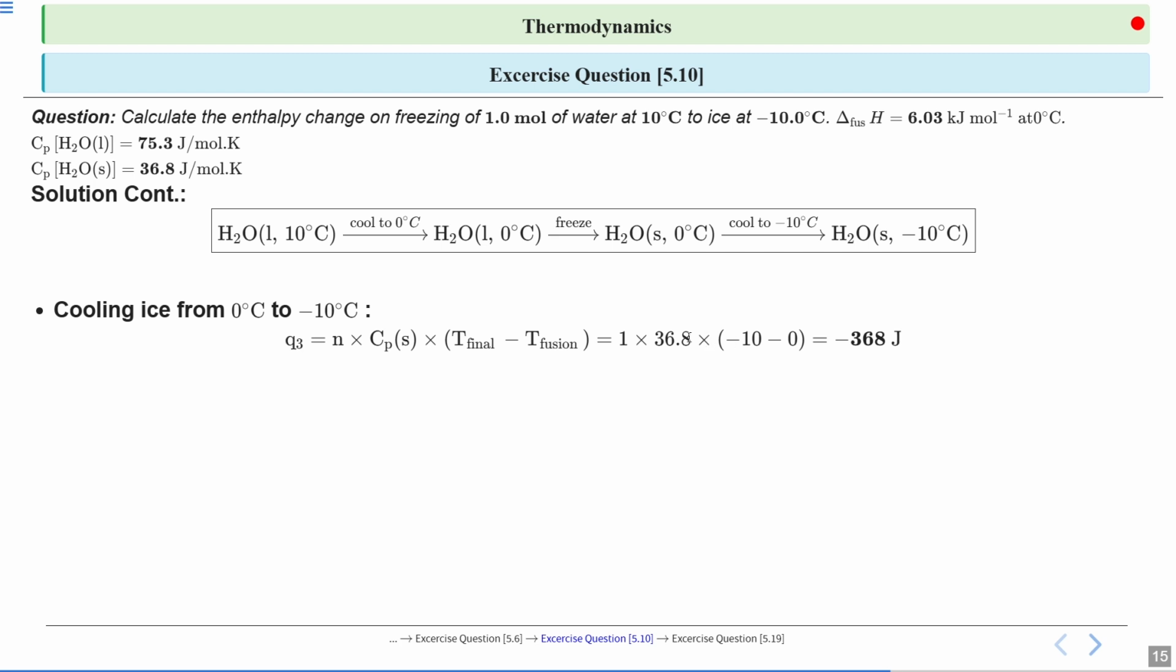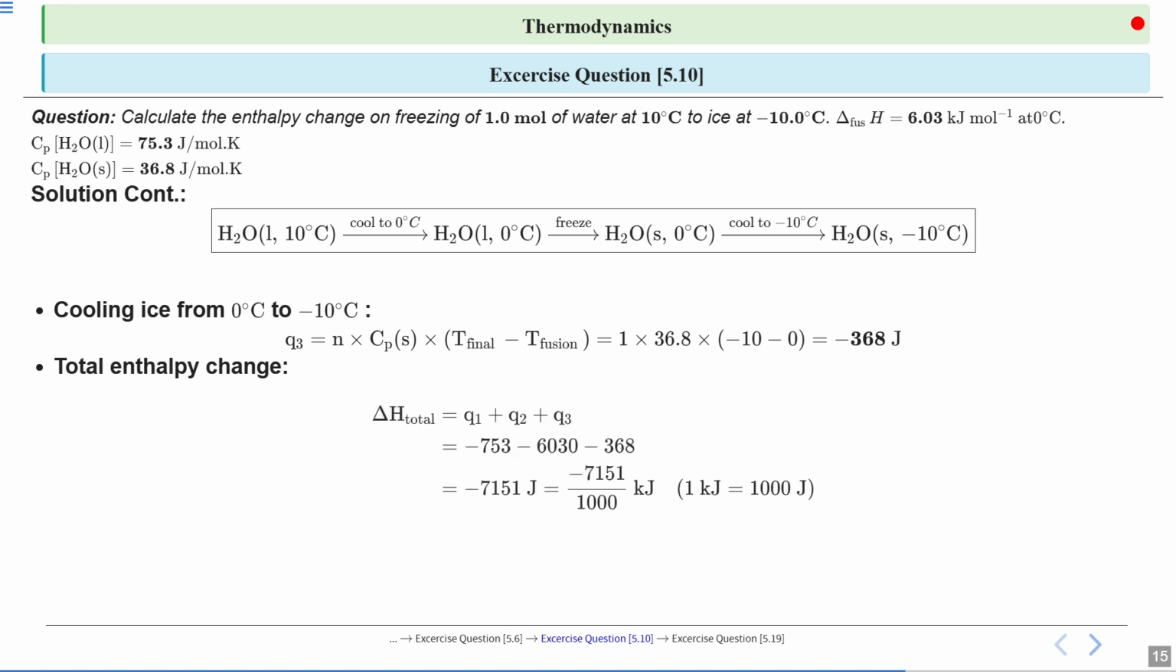Now the temperature change is from 0 to minus 10, which will give you the delta T as minus 10. Therefore, the enthalpy change for the third step would be minus 368 joule. Now, if these three parts are clear, we can calculate the total enthalpy change, which will be the summation of the previous ones, Q1, Q2 and Q3. If you add all of this, you will get your total value as minus 7151 joule.